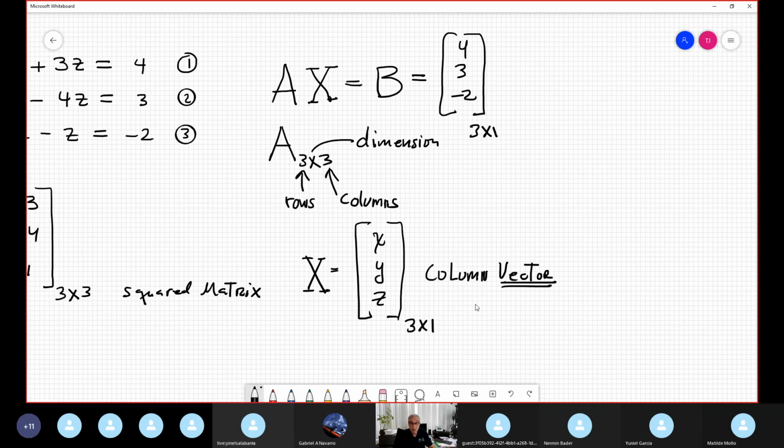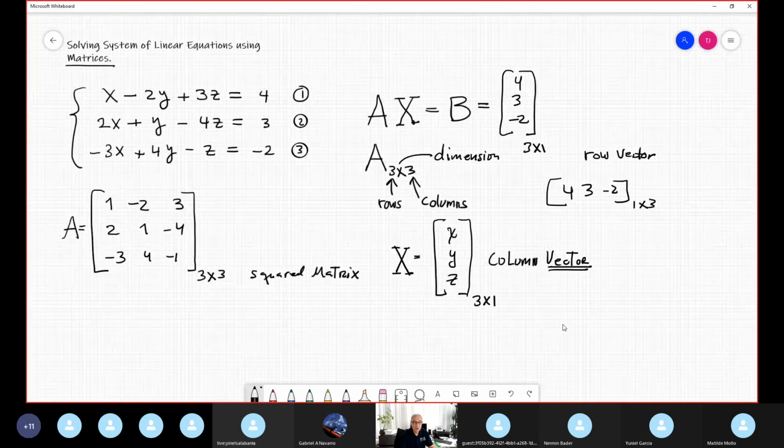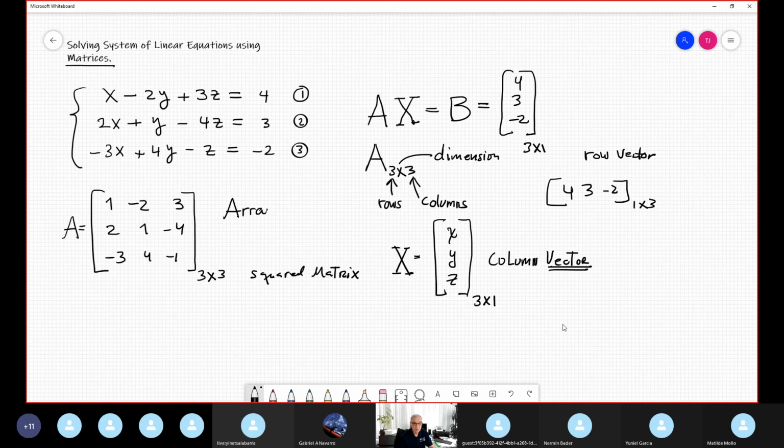But we have another possibility: 4, 3, and negative 2 as a row vector. Row vector. And the dimension of this one is 1 by 3. So we have one row and 3 columns. So far, the new thing that we are learning is a new representation of the linear system of equations using a matrix. A matrix is like an array of numbers. Let's see the application and how you manipulate it later. So far, just understand how you form the matrix.